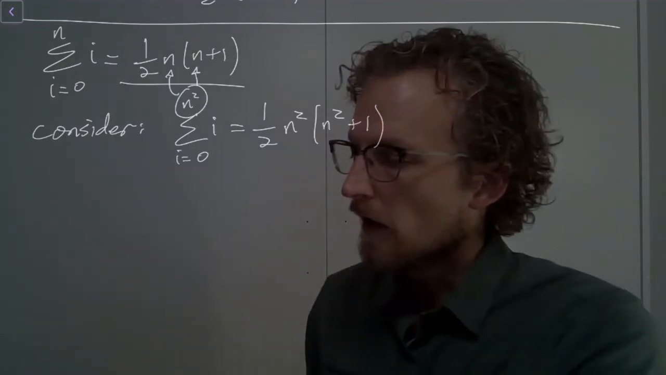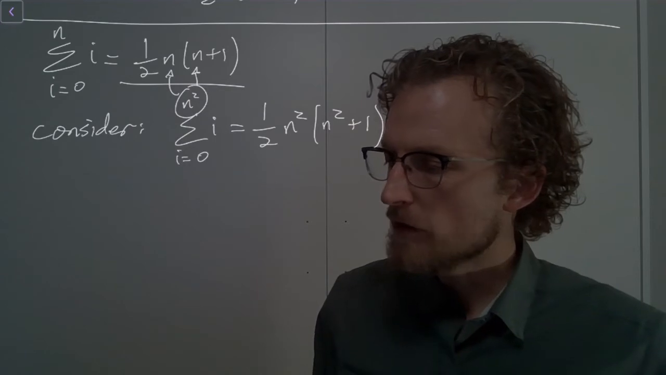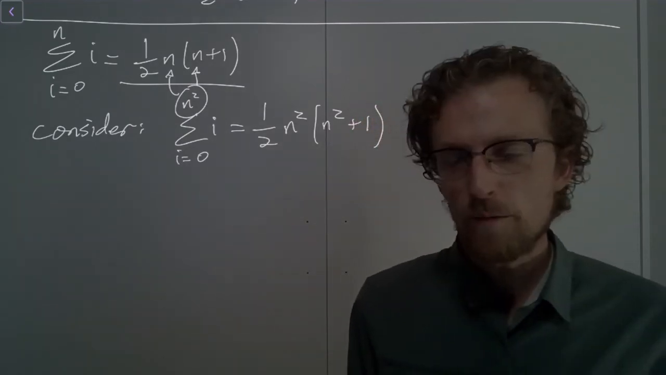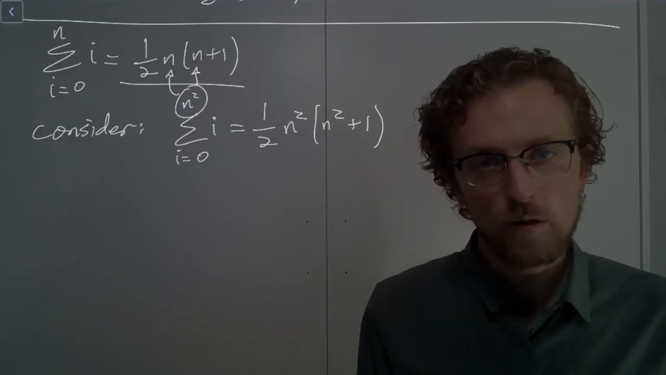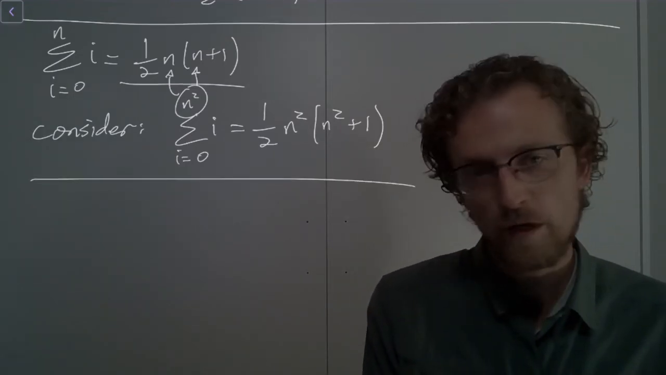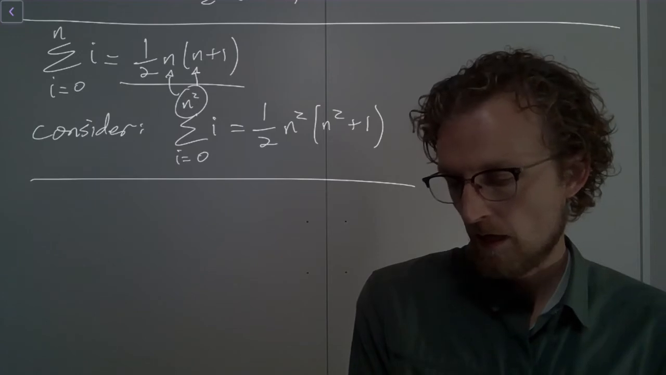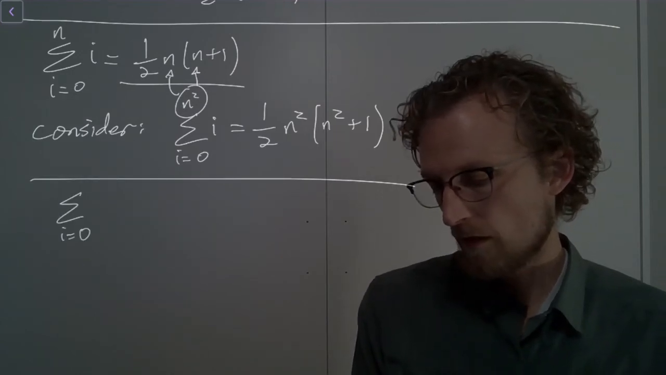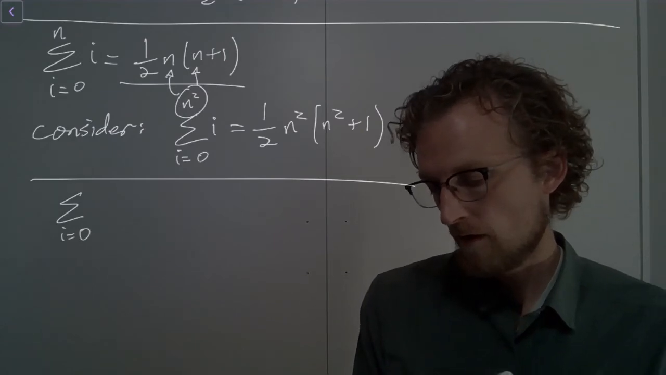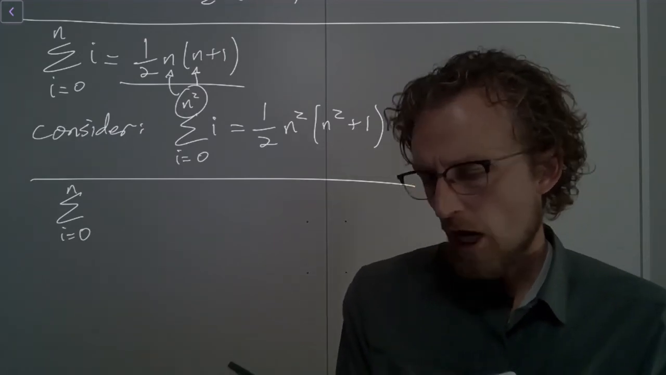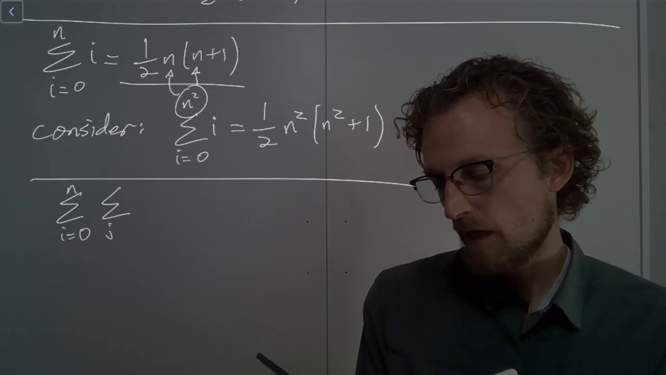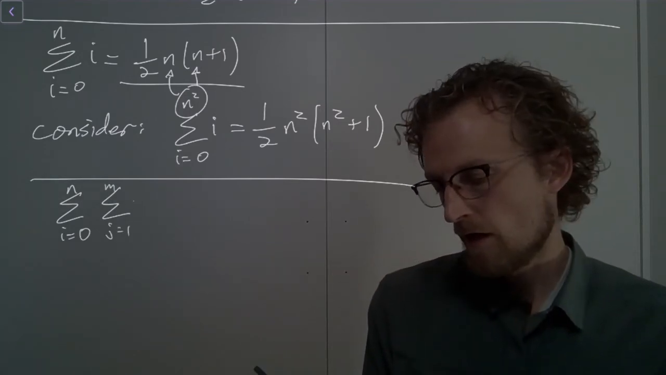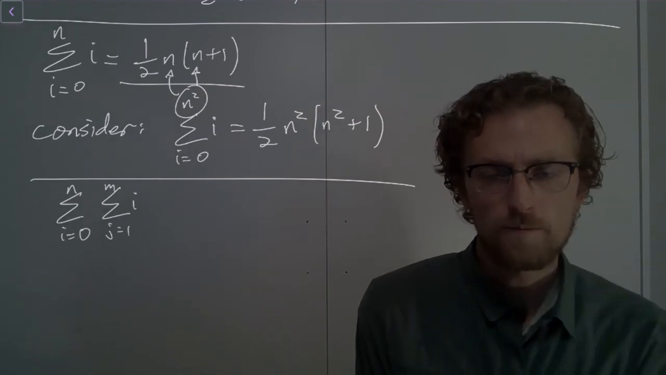Okay? All right, so suppose I gave you something like this. I'm going to give you a similar expression to something I did before, but it's not going to be identically the same. So what if I gave you something like this? i equals 0 to n, and then j equals 1 to m. So two different sum limits here. And then on the inside, I have i.